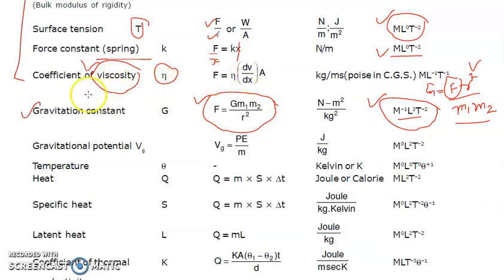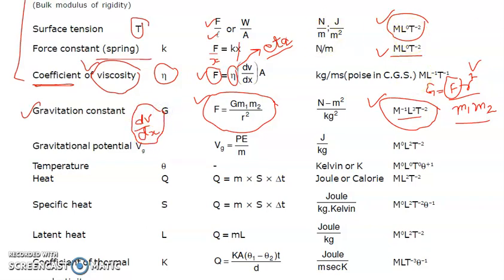For example, let's take the example of coefficient of viscosity. The frictional force, that is the force of viscosity acting between any two layers of fluid, can be written as eta. This symbol is known as eta. So F equals eta into dv by dx into A, and this dv by dx, the change with respect to distance, is known as its gradient. This is the change of velocity with respect to distance.